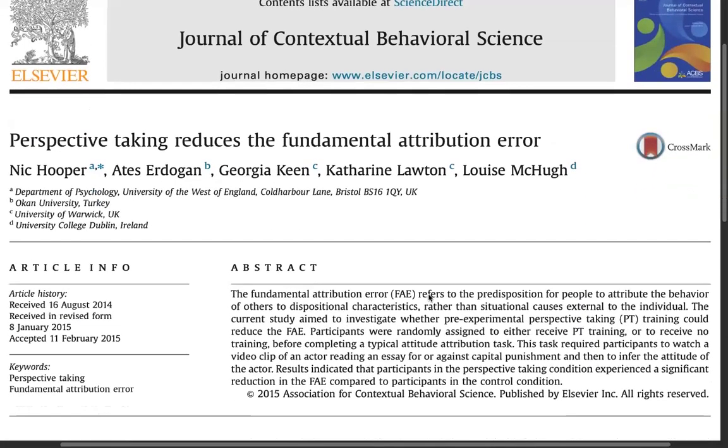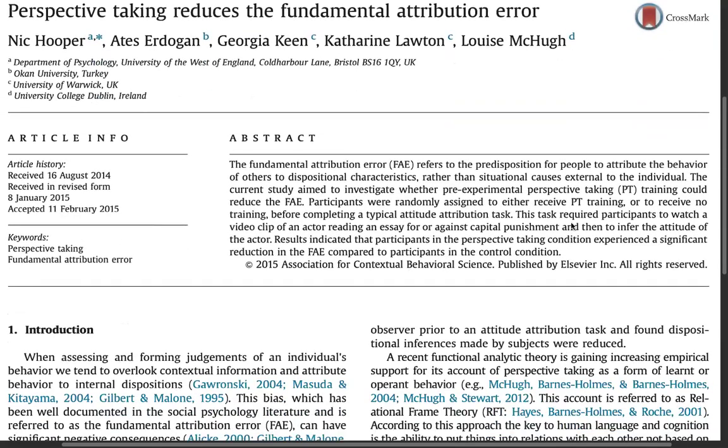So this is what I do when I go through and I'm reading an article. I read the abstract, make sure that it fits what I'm looking for. And it typically has enough information that I can kind of get the gist, right? So this talks about what the fundamental attribution error is and talks about what the current study is doing. So just from this abstract, I can see that they're trying to reduce the fundamental attribution error using training.